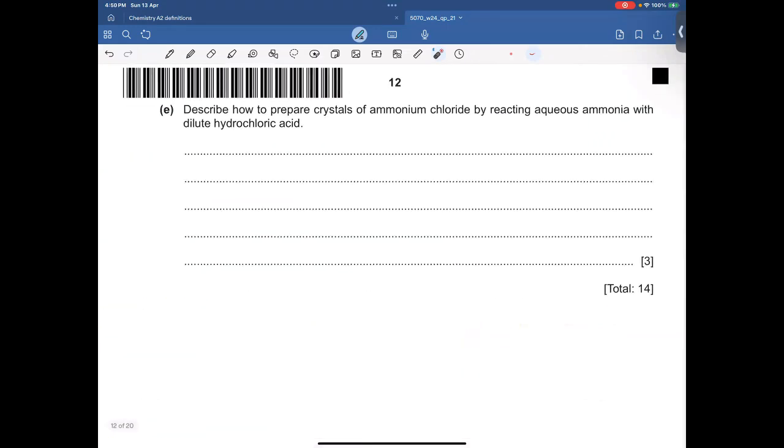Next part. Describe how to prepare crystals of ammonium chloride. See, ammonium chloride is a soluble salt. In order to prepare this salt, I'm using aqueous ammonia, which is basically an alkali, and dilute hydrochloric acid, which is basically an acid.